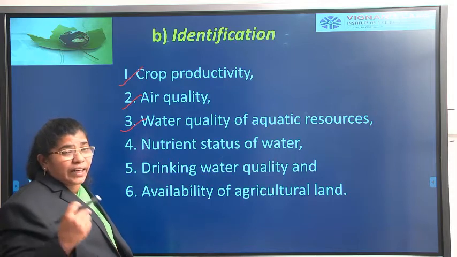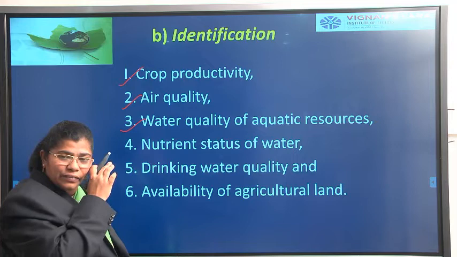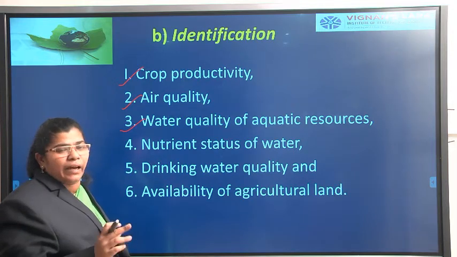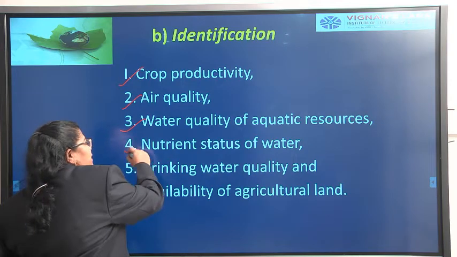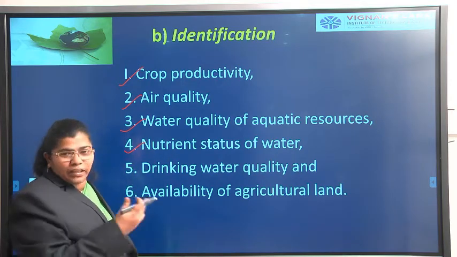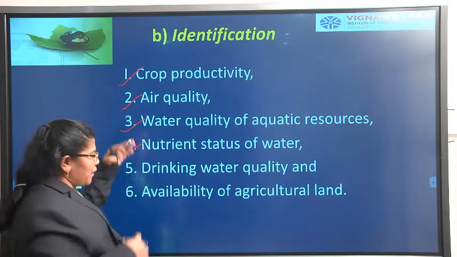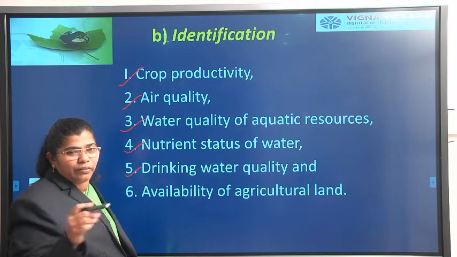If that is not taken care of, they will identify whether it is taken care of, otherwise they will stop there itself. EIA mainly focuses on identifying this. The nutrient status of water, that is what BOD, COD come under, and the nutrient status will also be interrelated. Drinking water quality, whether it will affect the quality of the place.